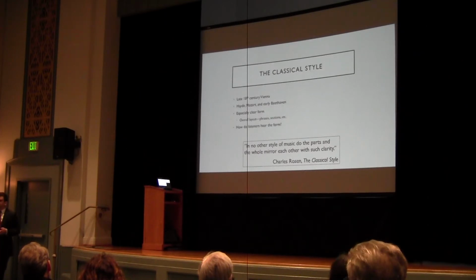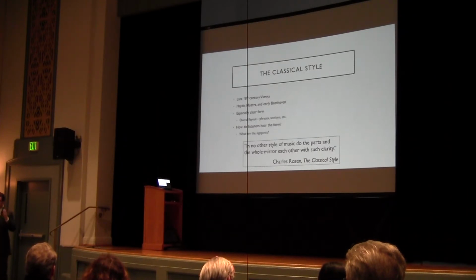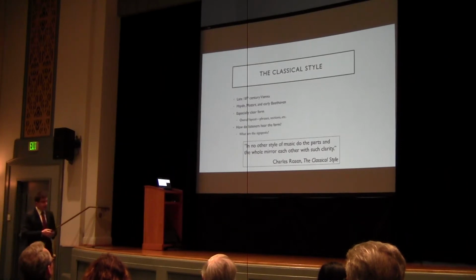But how do listeners do that? How do they hear the form? In other words, what are the signposts that the composers put up to enable the listener to know where they are in the piece and have some sense of what may or may not happen next?